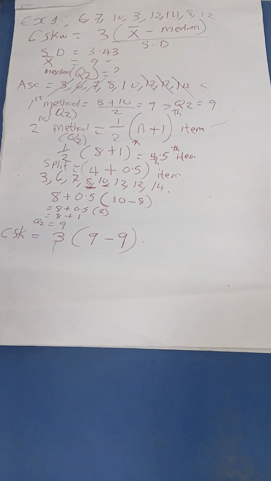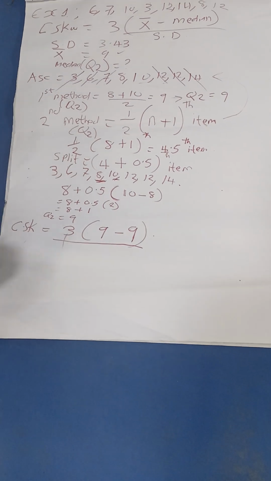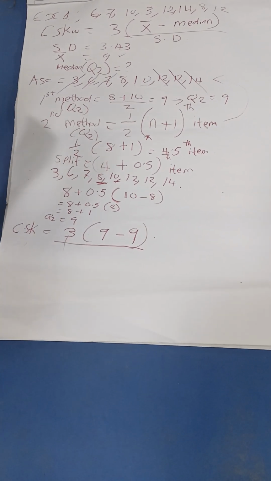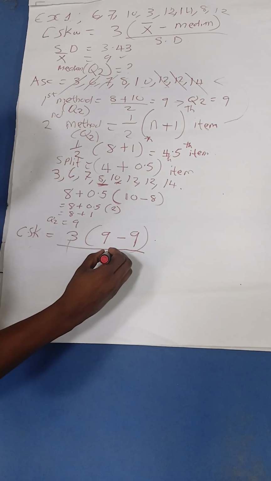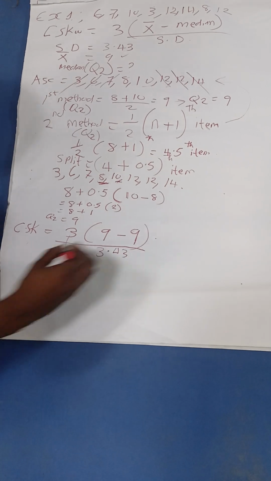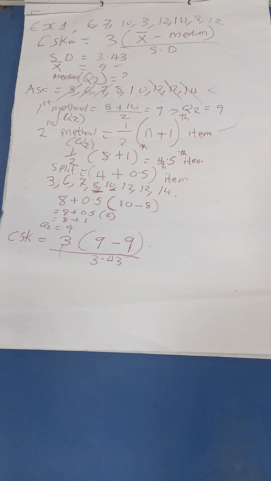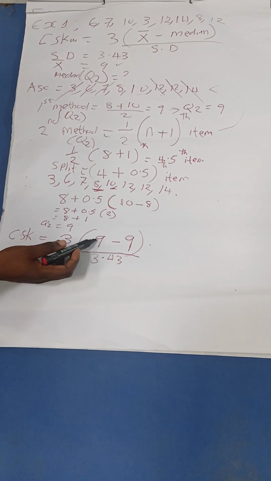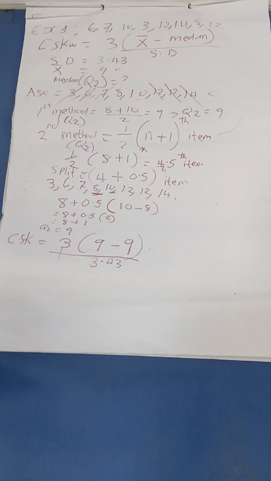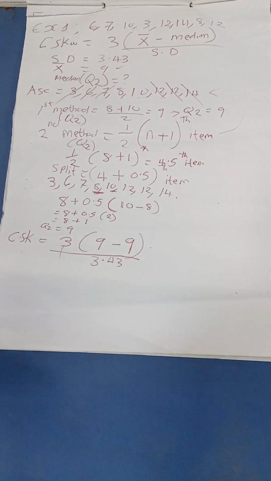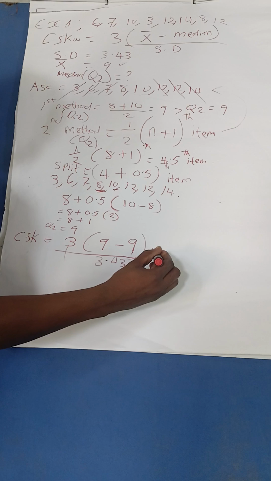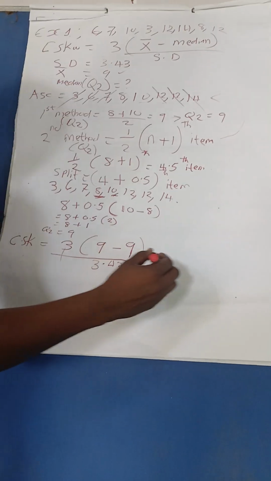Good. Then you divide by the standard deviation. Standard deviation we got 3.43. Good. So here the answer will be what? 9 minus 9, 0. 0 multiplied by 3, 0. So at the end of the day, our coefficient of skewness is what? 0.